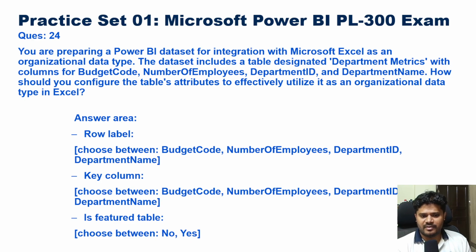You have to choose between budget code, number of employees, department ID, and department name. And what will you select as the key column? Choose between budget code, number of employees, department ID, and department name. And is feature table available? You have to select between yes and no.